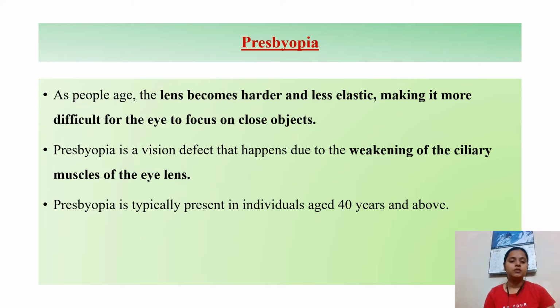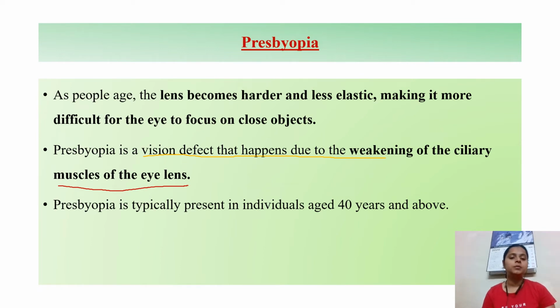Let me mark. Presbyopia is a vision defect that happens due to weakening of the ciliary muscles of the eye lens. So weakening of the ciliary muscle causes presbyopia.